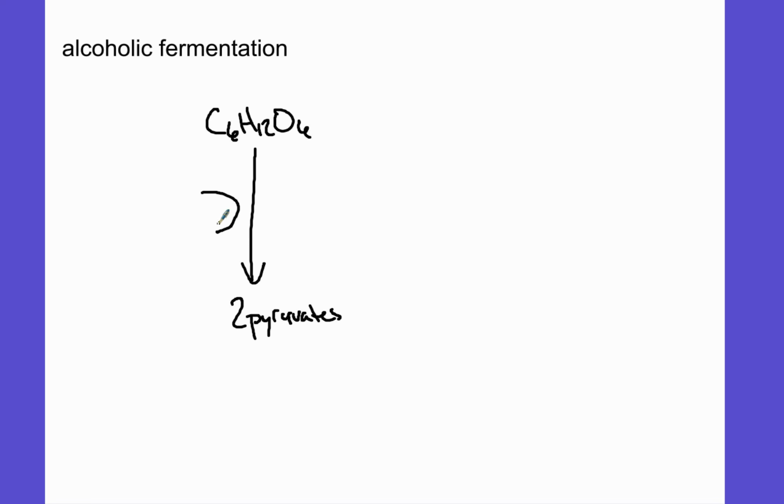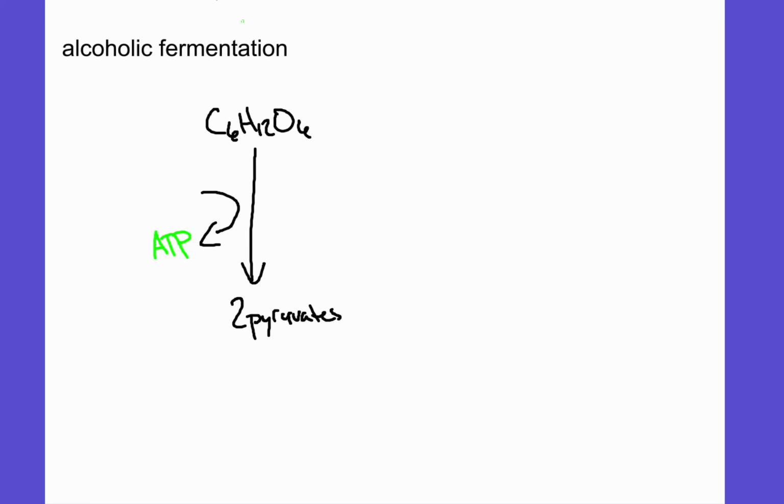Alcoholic fermentation is pretty similar. I still have glycolysis. I'm still going to split the glucose in half to make two pyruvates. Sorry, this is a U. Might not look like one, but those pyruvates are made just like normal. I am doing this with the purpose of making some ATP.